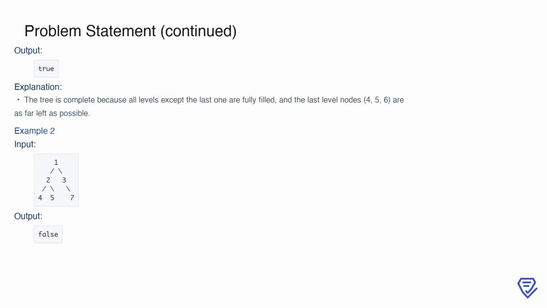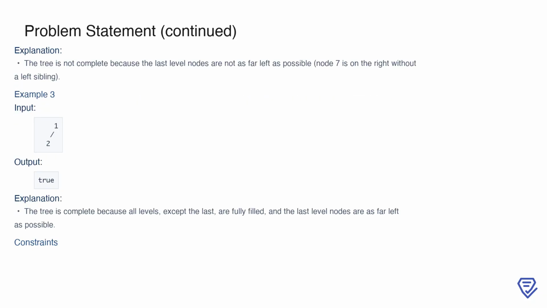However, not all trees meet this criterion, as we'll see in the next example. In the second example, the binary tree structure is similar at the top level, but node 3 has a right child, 7, without having a left child. This tree is not complete because the last level is not aligned as far left as possible. Node 7 is positioned on the right, leaving a gap where its left sibling would be.